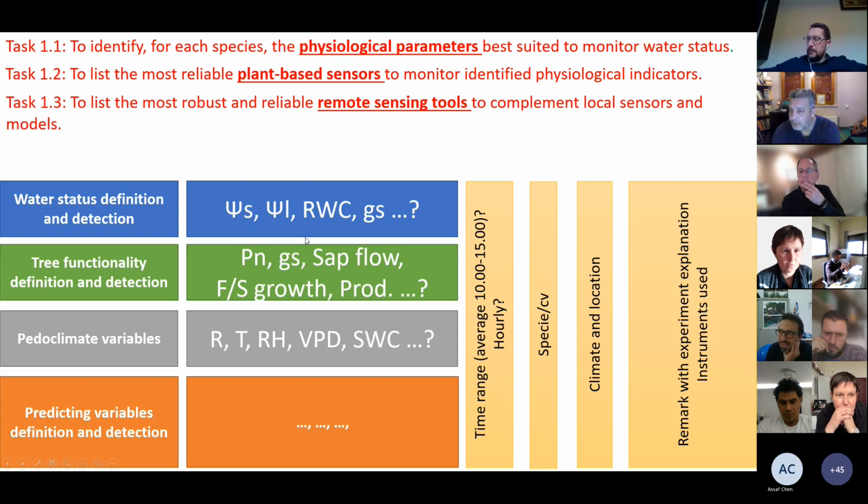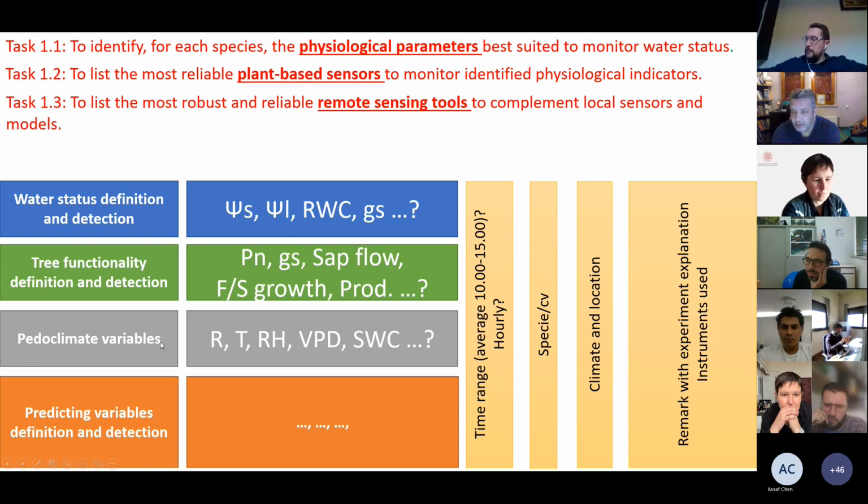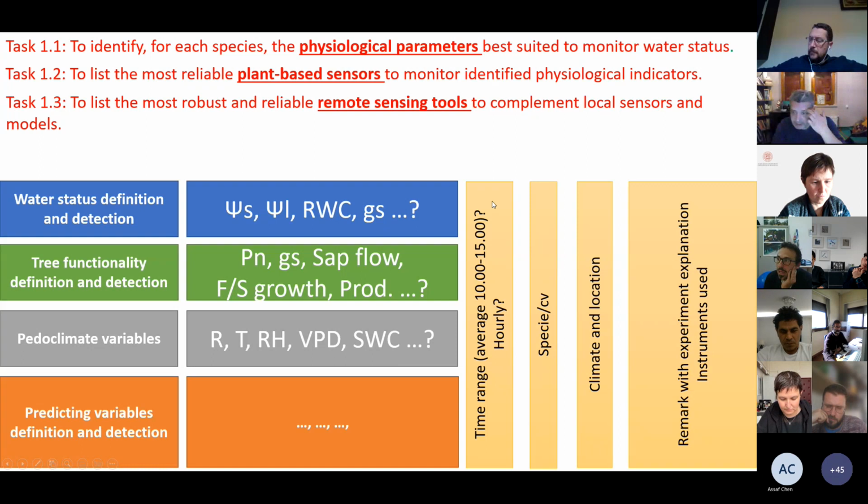So this is the reason why we divided the water status from the tree functionality. But you will see some variables that fall in the two groups, the pedoclimate variables and some other predicting variables that maybe are used in some groups and not in others, but it is important as information. These are categorized by time range, species, climate and location, and also information on the instruments used to measure it.